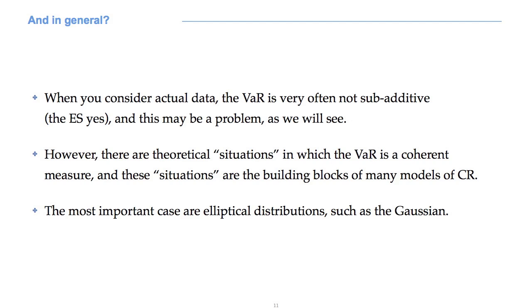However, there are special cases in which the VaR is coherent, since it shows to be subadditive. For example, if the loss distribution is a Gaussian distribution, it is not difficult to show that the value at risk is coherent. This holds for all elliptical distributions. Can you think of a simple example showing this?